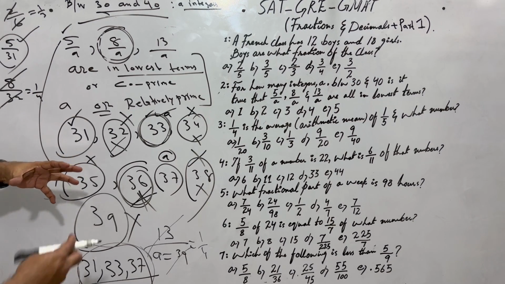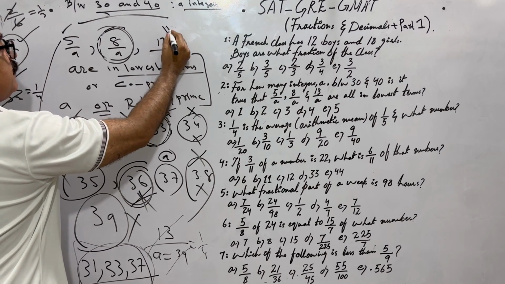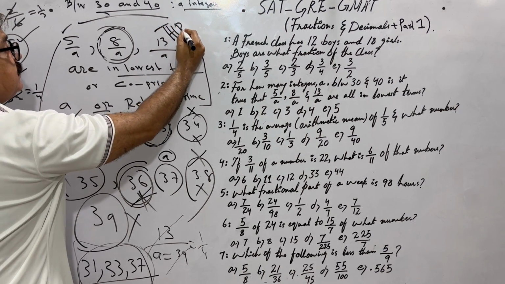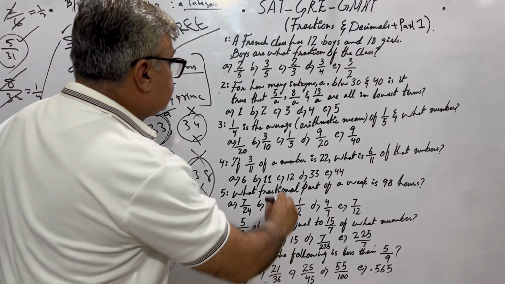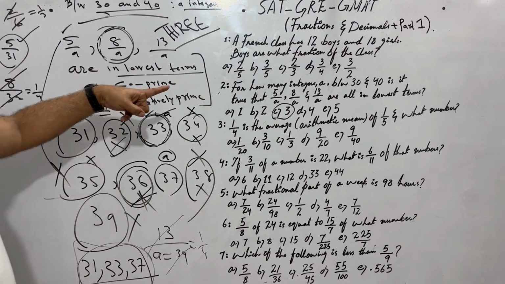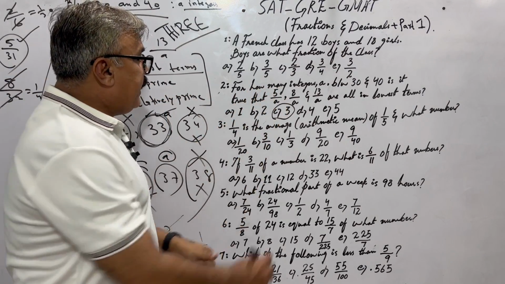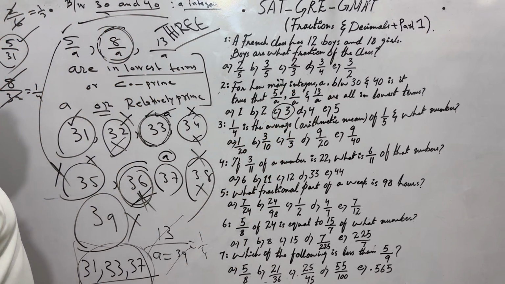We are interested in how many integers. So 3 integers are possible. In that case, our answer is 3. How many integers? Between 30 and 40.